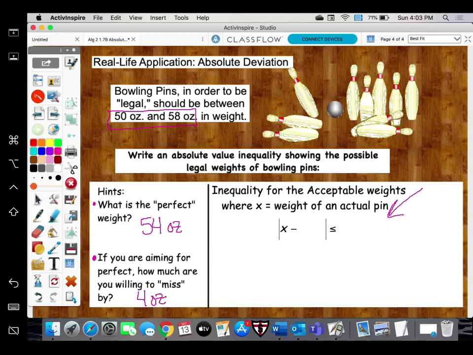How does that translate into an inequality? If I take the actual weight of a pin and subtract off the ideal weight of 54 ounces, the absolute value of the difference should be less than or equal to 4 if I have legal bowling pins. Your perfect weight goes right inside with the absolute value, and the amount you're willing to miss by goes right outside. And that is just one application of these absolute value inequalities that we are working with today.